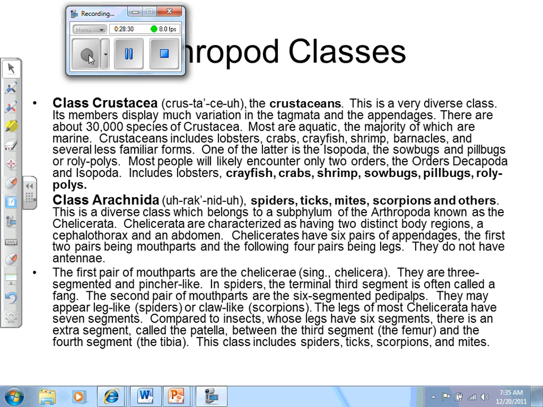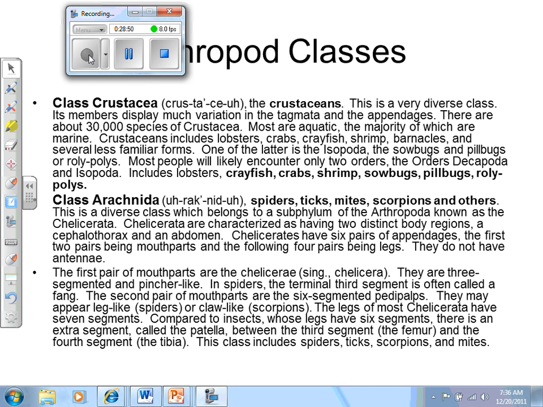How do crustaceans breathe? How do pill bugs breathe? Why do they choose the wet over the dry? Gills. Most of these things live in the water, pill bugs being an exception. Like it says here, most are aquatic, most breathe with gills.